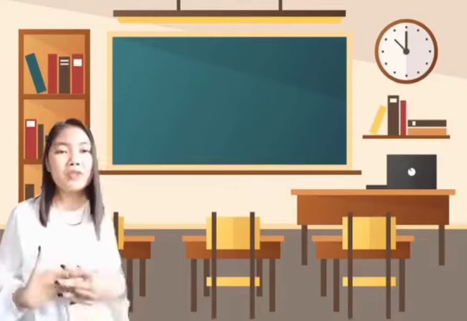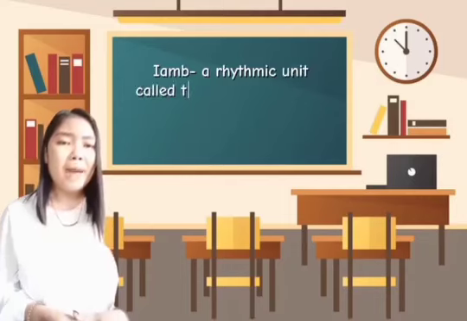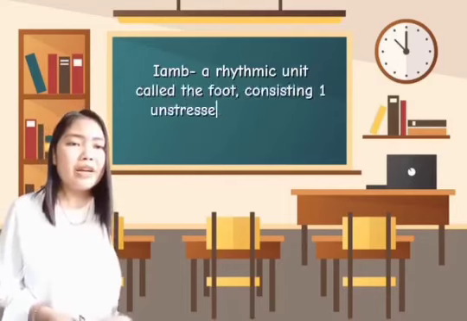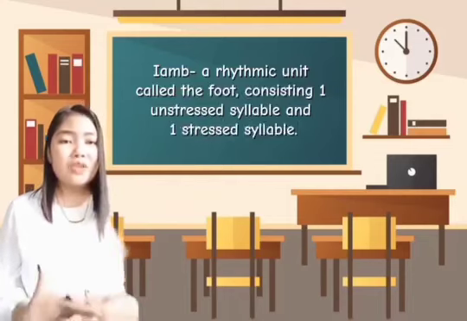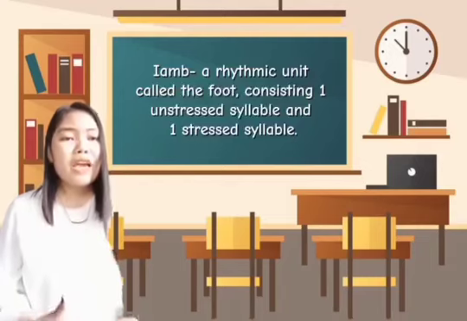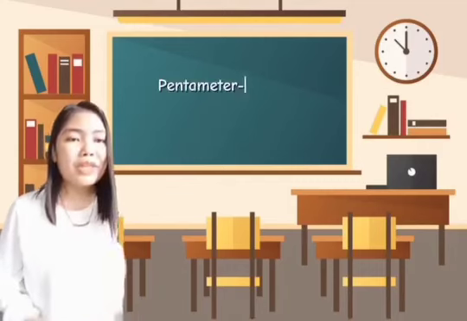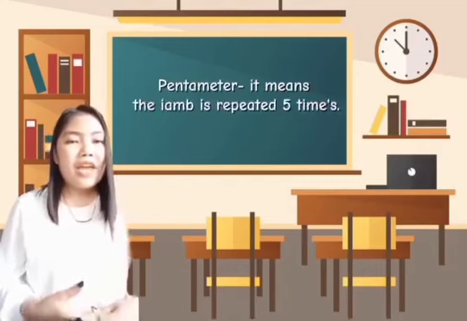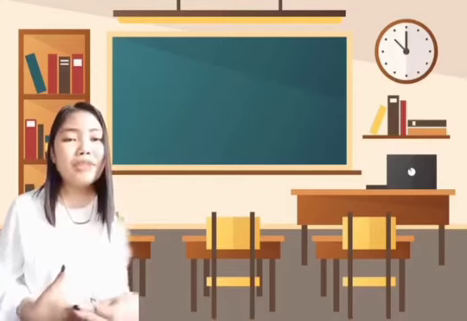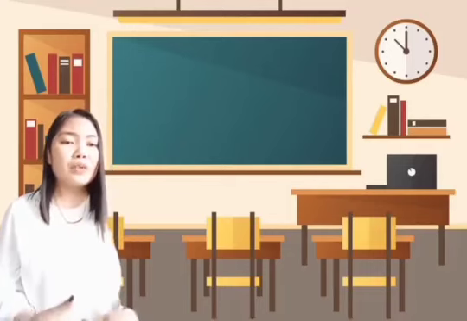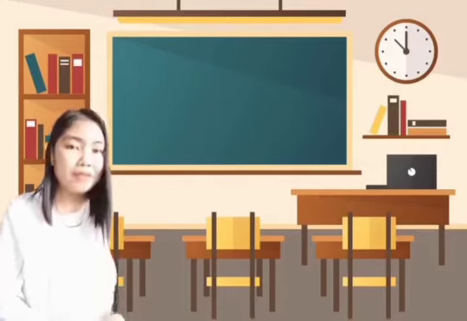Let's go back to iambic pentameter. The iamb in iambic pentameter is a rhythmic unit called a foot, consisting of one unstressed syllable and one stressed syllable. And when we say pentameter, it means the iamb is repeated 5 times to get the rhythm of iambic pentameter. All you have to do is clap your hands: da-dum, da-dum, da-dum, da-dum, da-dum, 5 times.